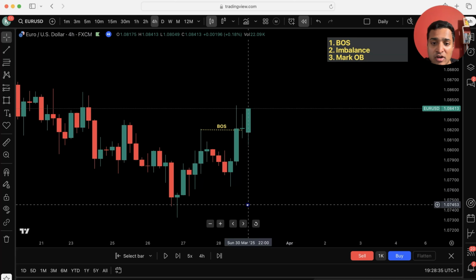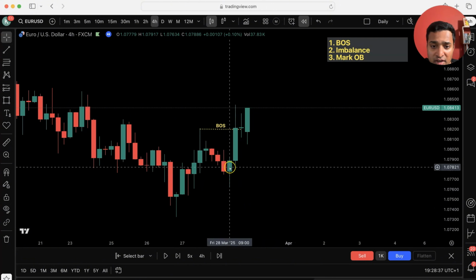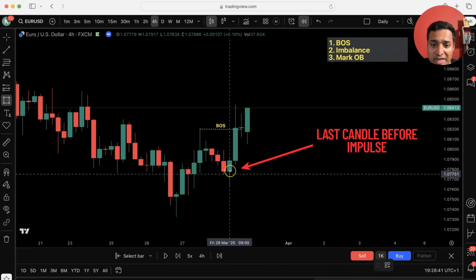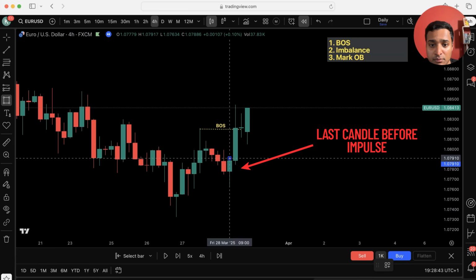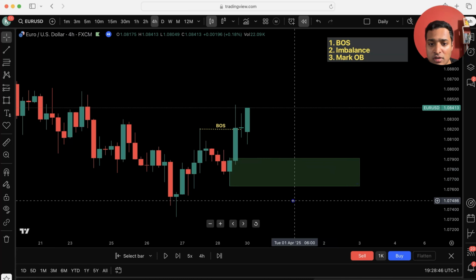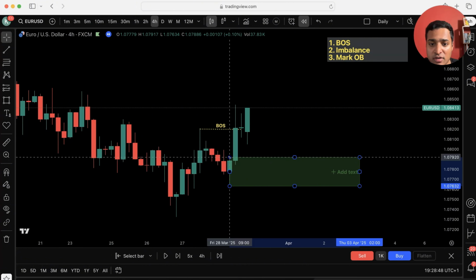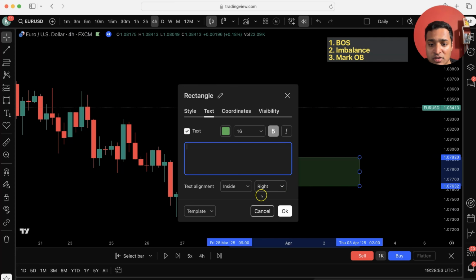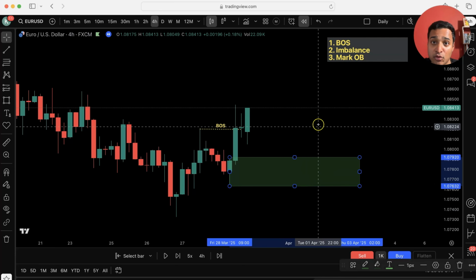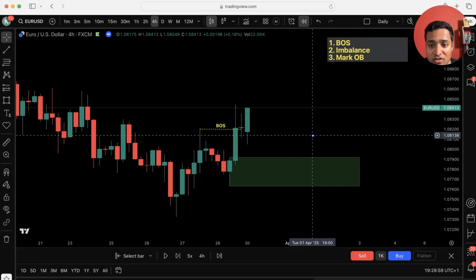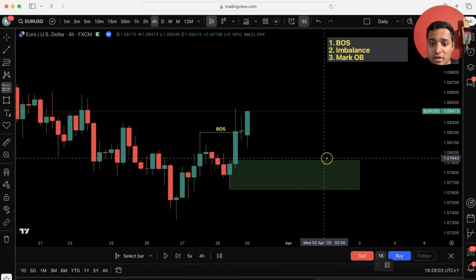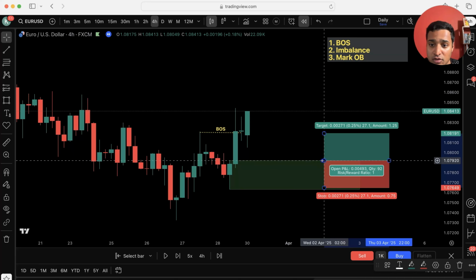And so in this situation, I actually marked this green candle as the order block, as for me, this was the last candle before the impulsive move up. And usually the order block in the case of an uptrend is the red bearish candle. But what's more important is that it's the last candle before the impulsive move. Next is to put the limit entry. And so we would put a limit entry at the top of the demand zone.